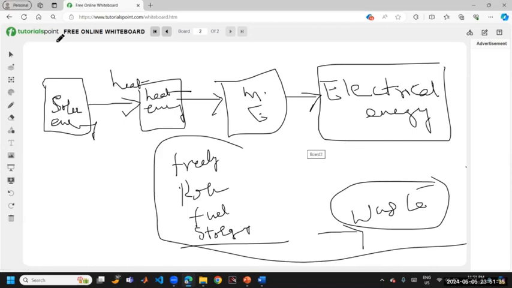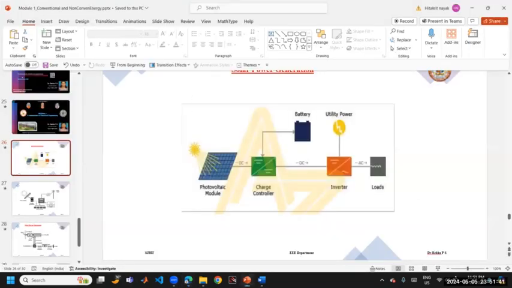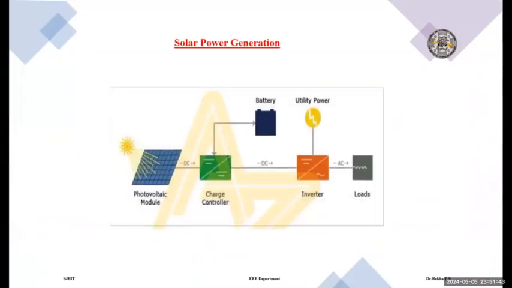Now we will see how exactly it works. This is the solar power generation setup. Here we have so many components. You can see the PV module, the photovoltaic module, and the charge controller. From the charge controller, it will be given to the inverter; the battery and charge controller are connected together. Then the DC power is given to the inverter, and from the inverter to the utility power or loads.